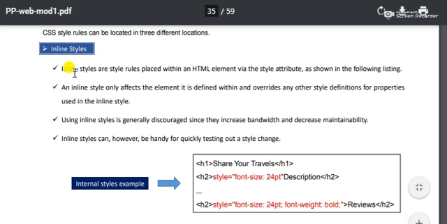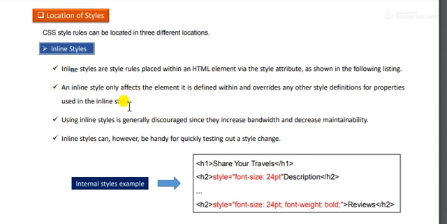Next we see how to apply that CSS property value inside the element. First we see the definition. Inline styles are the style rules placed within the HTML element via the style attribute. What I told, they mention here as shown in the following listing. An inline style only affects the element it is defined within and overrides any other style definition for properties used in the inline style. So these inline properties apply only to that particular element, not to the other elements, and they will override already existing default values.